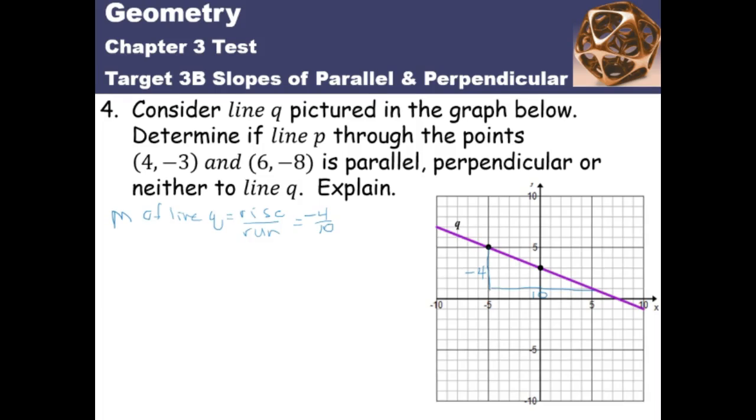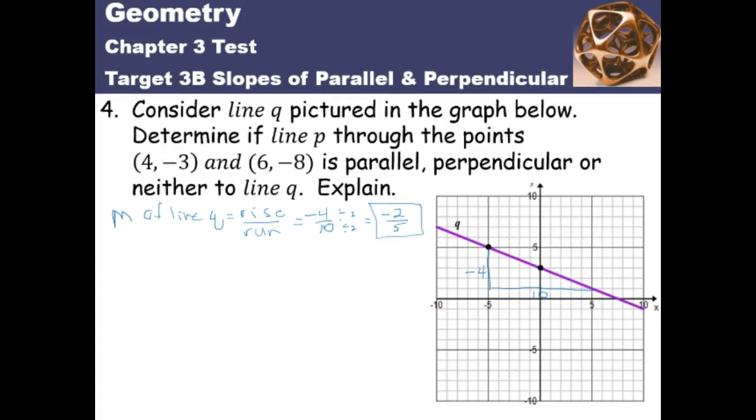Now that's not reduced. I actually have to reduce that. What number goes into both 4 and 10 evenly? And it's 2. So I'm going to divide top and bottom by 2. So negative 4 divided by 2 is negative 2. And 10 divided by 2 is 5. So my answer is negative 2/5 for the slope of line Q.